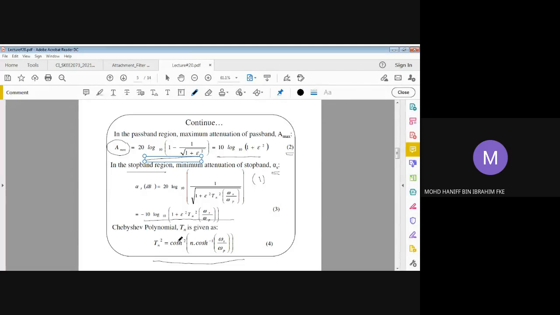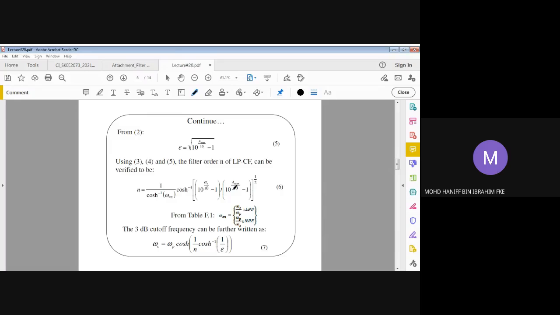Okay, so this is based on the theories invented by Mr. Pavlovich Chebyshev. So you don't have to memorize this. This is based on his theoretical understanding.